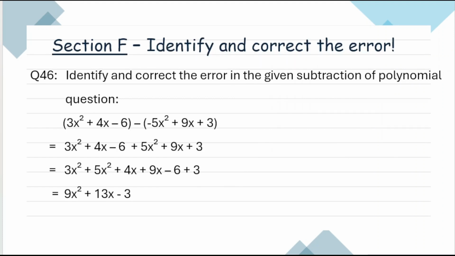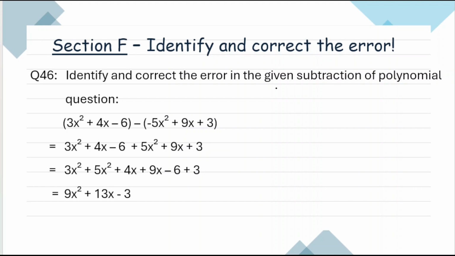The last section, F, identify and correct the error. It's a very important section because while doing the polynomial questions, mistakes in sign can absolutely ruin your answer. It can make all your answer incorrect despite the fact that you are doing the steps correctly. But one sign goes wrong and all the subsequent steps go wrong. So let's see what the mistakes in these questions are and how we can correct them.